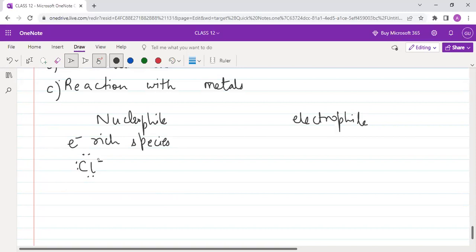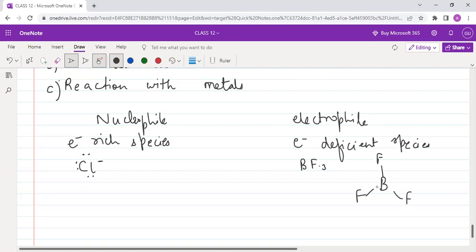If we talk about electrophiles, they are electron-deficient species. Let us take the example of BF3. The structure of BF3 is trigonal planar, right? Yes. How many electrons are surrounding the boron atom? 3. One bond constitutes 2 electrons, so it will be 6 electrons. So is it electron deficient or electron rich? It's electron deficient. Yes. So it is an example of an electrophile. Nucleophiles are electron-rich species and electrophiles are electron-deficient species.